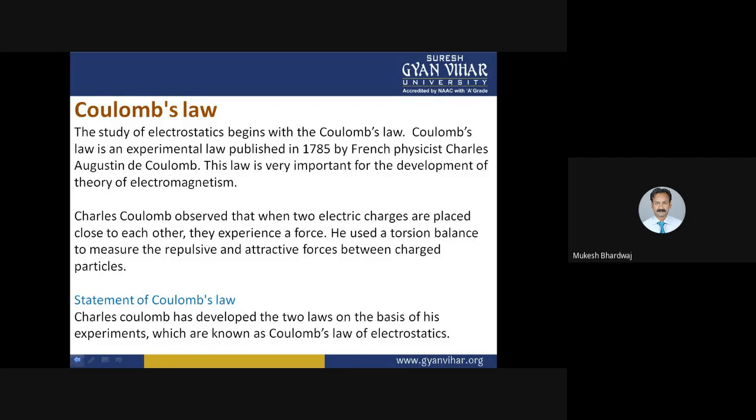Coulomb's law is an experimental law published in 1785 by French physicist Charles Augustin de Coulomb.